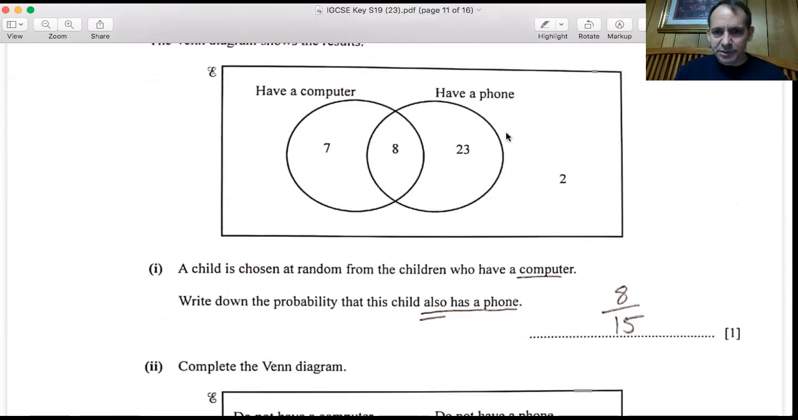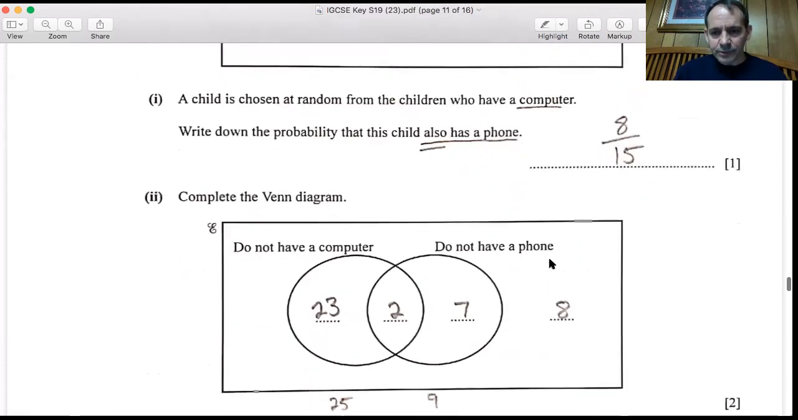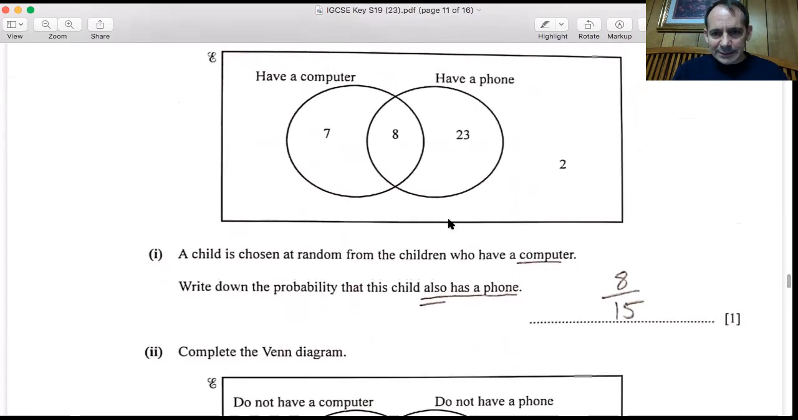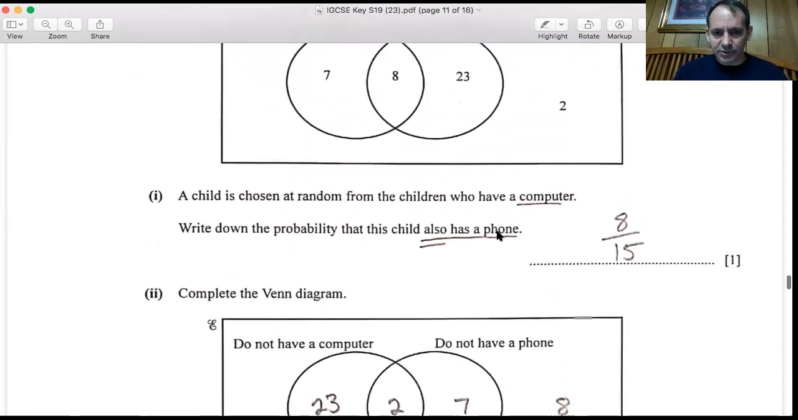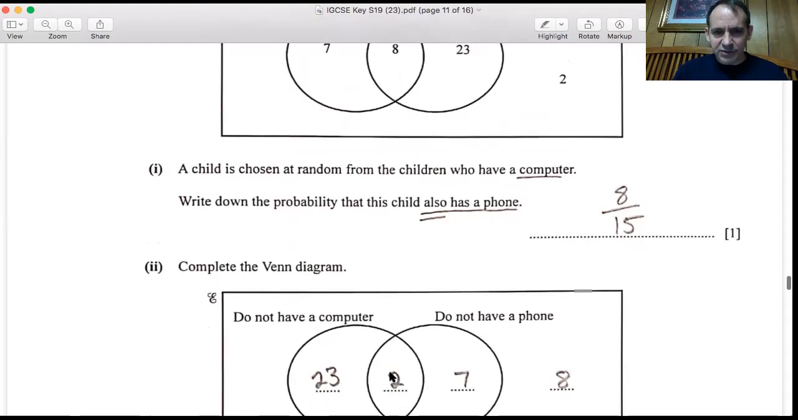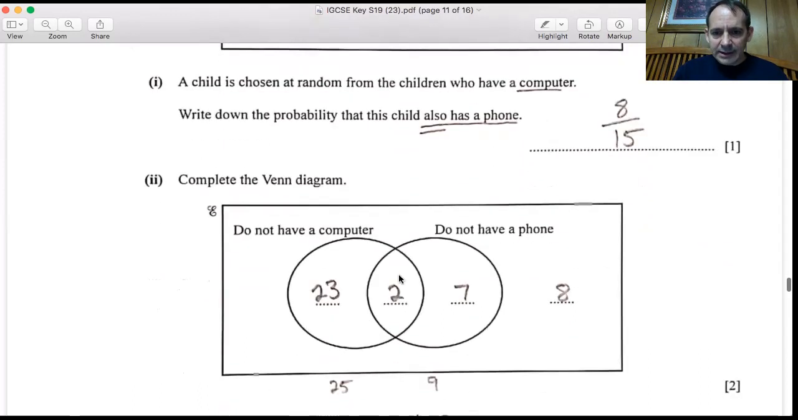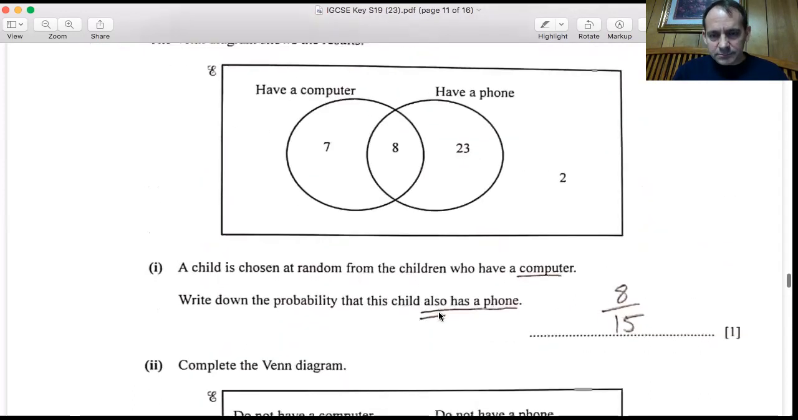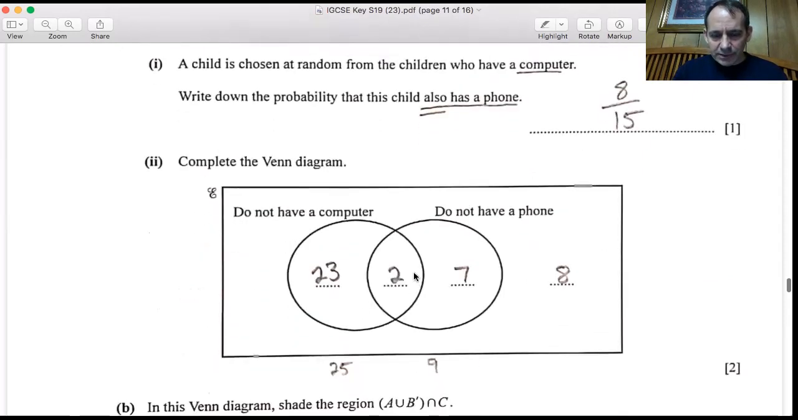Now they want you to complete the Venn diagram where basically they do the opposite. Instead of have a computer and have a phone, now you don't have a computer and don't have a phone. Don't have a computer or a phone, well, that would be this 2. These two don't have a computer or phone, so don't have either one. That's the 2. If you don't have a phone, that's, or sorry, that's have a phone 31. If you don't have a phone, that's 9. So here's the 2 that don't have either. There's 9 that don't have a phone, so that leaves you 7 for here.